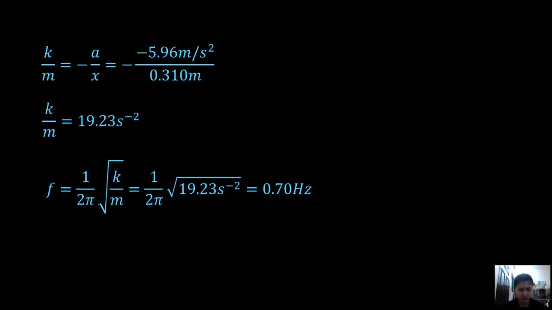After getting that value, we just plug it into the formula, which is frequency is equal to 1 divided by 2 pi multiplied by the square root of k over m, and k over m is equal to 19.23. And we would get 0.70 hertz. So the frequency of the motion is 0.70 hertz.